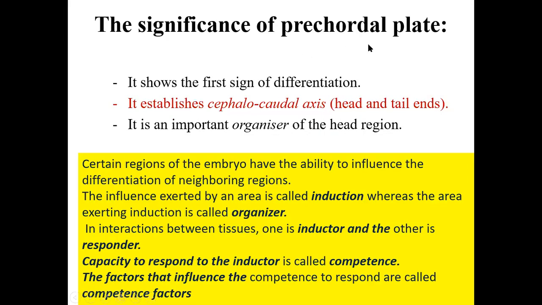So what is the significance of the prechordal plate? It shows the first sign of differentiation. It establishes the cephalocaudal axis, and it is an important organizer of the head region. So what is an organizer? There are certain regions of the embryo which have the ability to influence the differentiation of neighboring regions. The influence exerted by the area is called induction, whereas the area exerting induction is called the organizer.